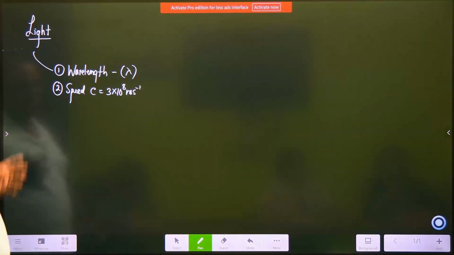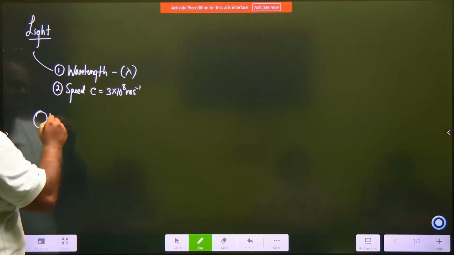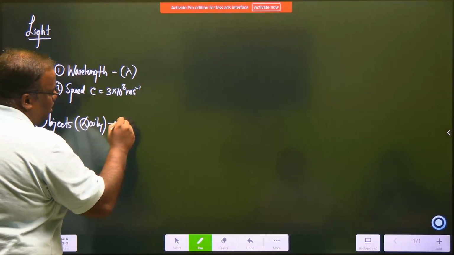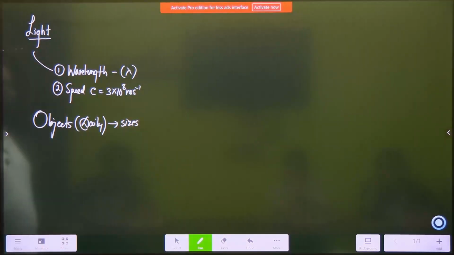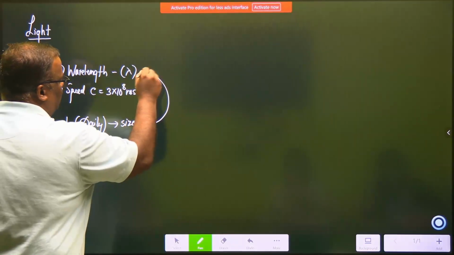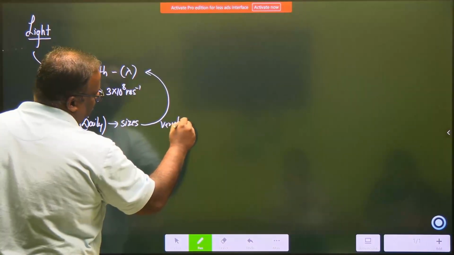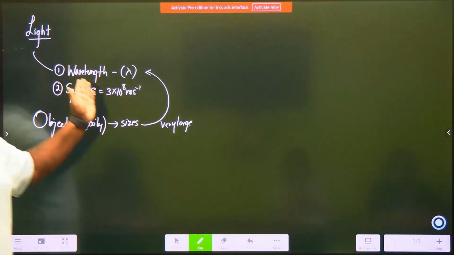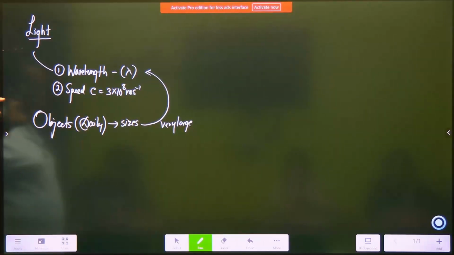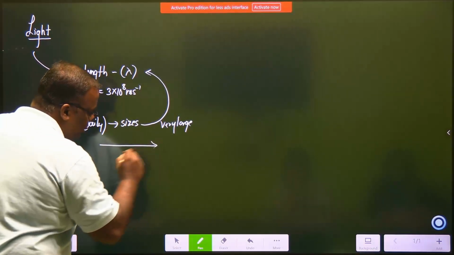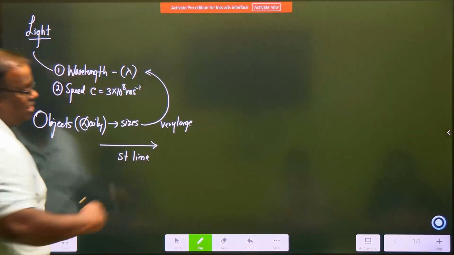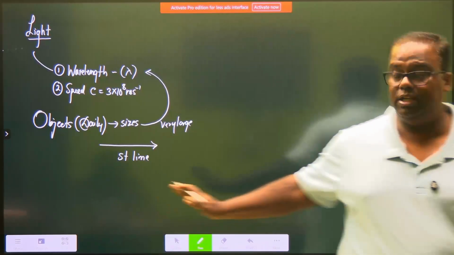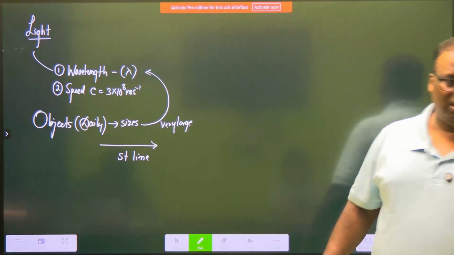Now take daily objects and see their sizes. If you compare them with this wavelength, they are very large. Look at the table: the table size will be in some meters, whereas the wavelength is in nanometers. For such size objects, light travels in a straight line. You won't see any of the wave nature like bending around corners or diffraction. Those phenomena we won't see in the case of light when dealing with daily objects, and light travels in a straight line.